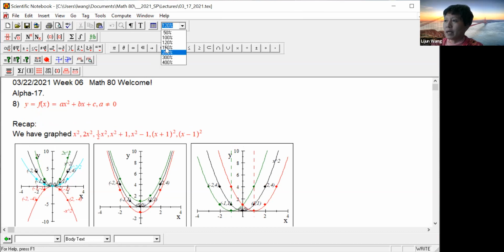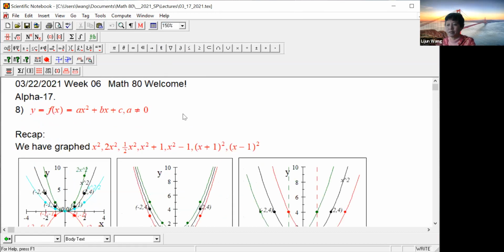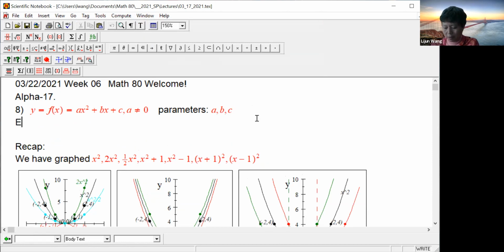Here, we need to have some explanation. What are a, b, c? These numbers are called parameters. They are called parameters because usually what you will see is that these numbers are given. Okay, examples.